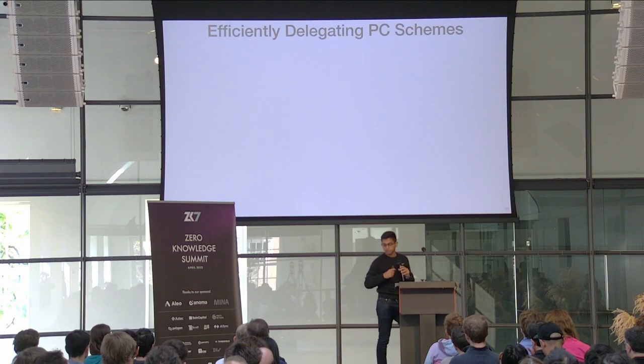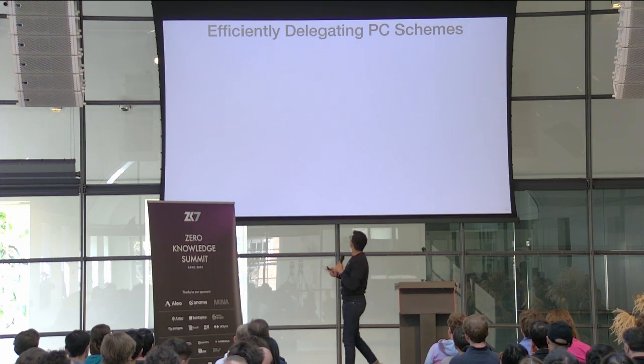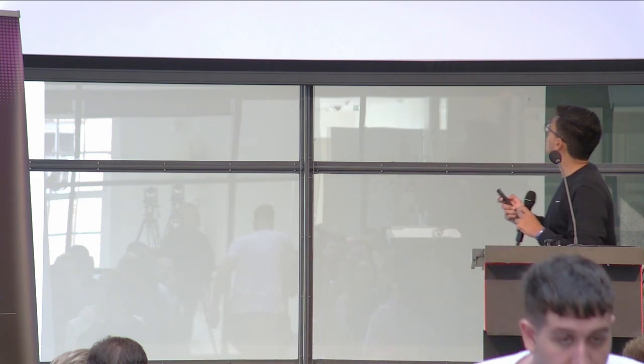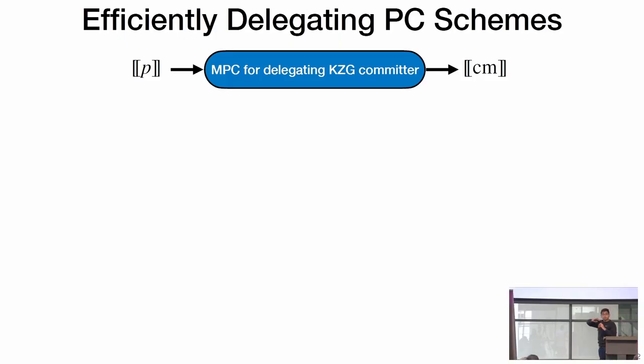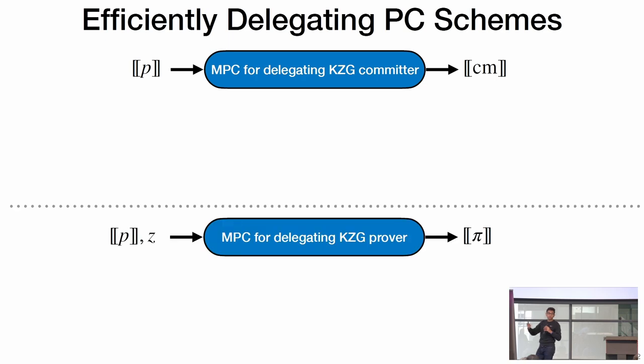What about delegating PC schemes? I'll particularly look at the KZG10 polynomial commitment scheme, because that's the most popular one. Recall that we want to do two things. We want to first take a secret share of a polynomial and get a secret share of the commitment. And then, given the secret share of the polynomial and an evaluation point, I want to prove that the committed polynomial actually evaluates to whatever the claimed evaluation is, right? So the two things I want to do: committing and opening.